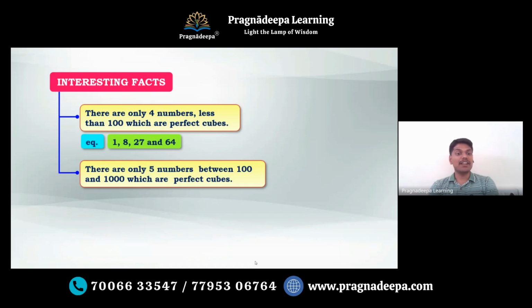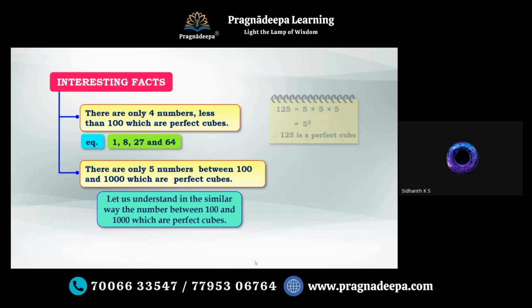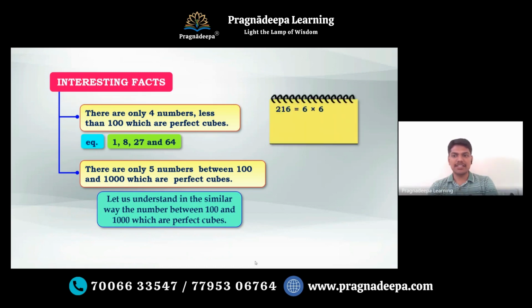There are only 5 numbers between 100 and 1000 which are perfect cubes. That is 5 cube, 6 cube, 7 cube, 8 cube, 9 cube. That's all. 125 is 5 cube, correct? Yes, sir. Next, 216 is 6 cube. Next, 343 is 7 cube. And 512 is 8 cube. And 729 is 9 cube. So only these numbers you will get less than 1000.